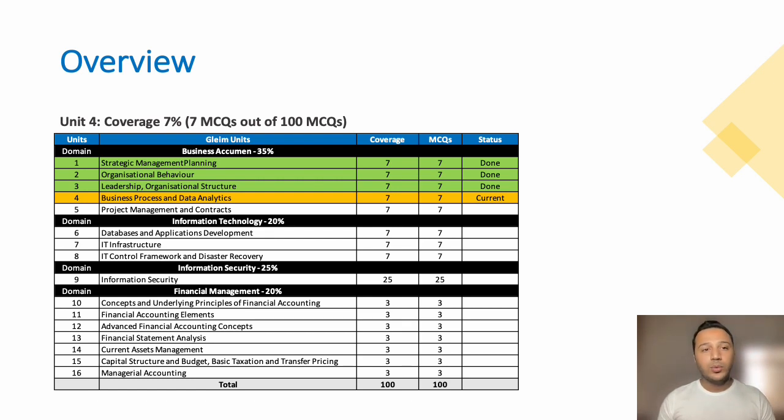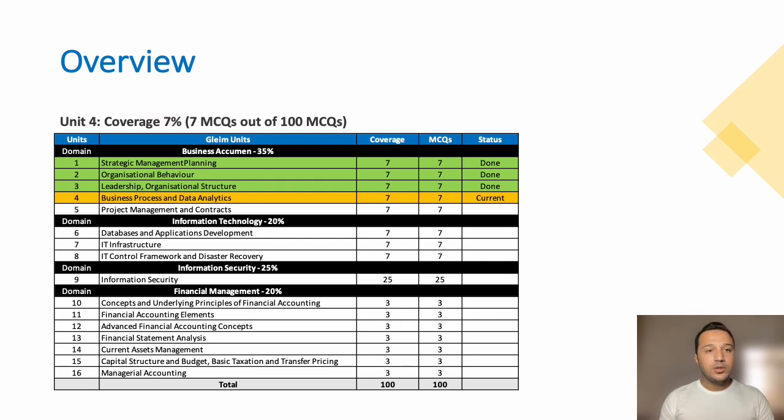Then in the 3rd unit, we talked about leadership and organizational structure. We discussed different types of leadership, how you can mold and customize your leadership behavior as per the organizational culture, and sometimes based on your followers. So this is what we studied in Unit 3.